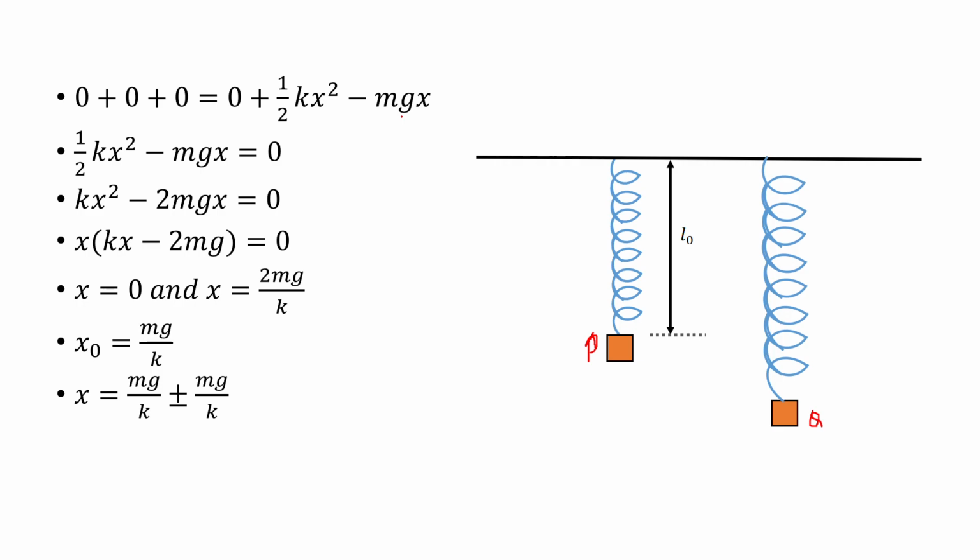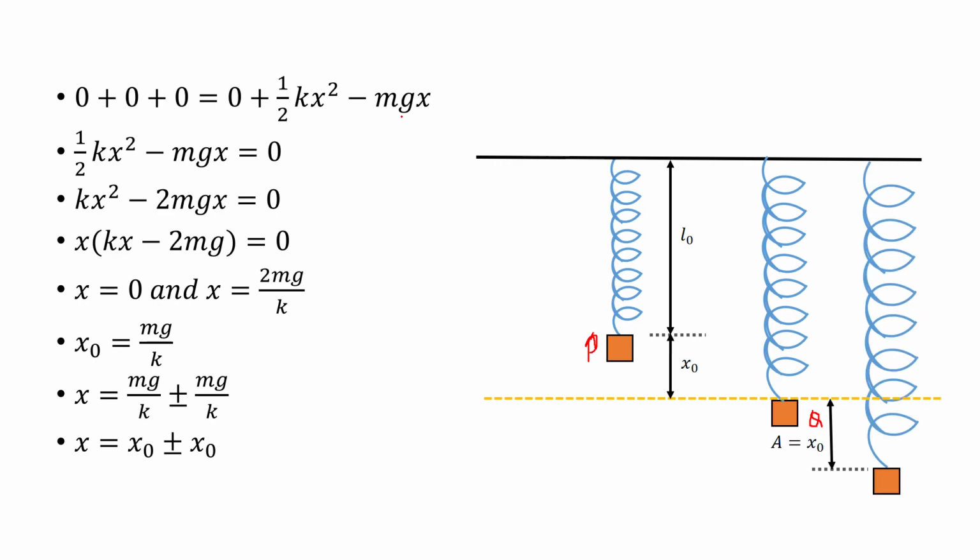So we can write x as mg by k plus minus mg by k. When we take the positive sign, the x coordinate will be mg by k plus mg by k, that is 2 mg by k, which is the one extreme position. And when we write x as mg by k minus mg by k, that is 0, which is the other extreme position. So we can write x equals x naught plus minus x naught. So this is our first extreme position.